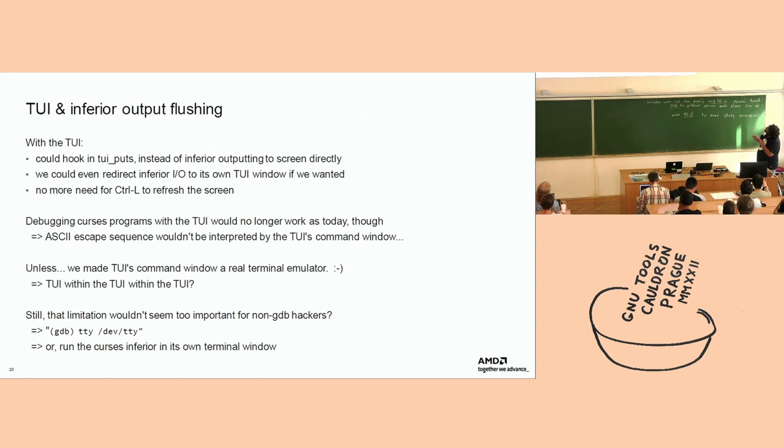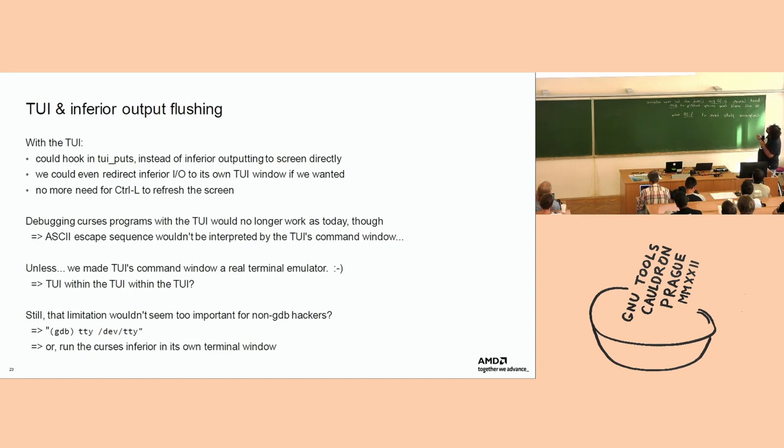But the good thing that we could do is with the TUI, since we can control when output is flushed, we could make the TUI forward the inferior output to one of the TUI windows instead of how it is today, which is messy and breaks the TUI screen, because the TUI is curses and the inferior just outputs stuff to the screen. And the end result is that the whole curses window just scrolls up, or worse, and then you have to type Ctrl-L to refresh, if you know it.